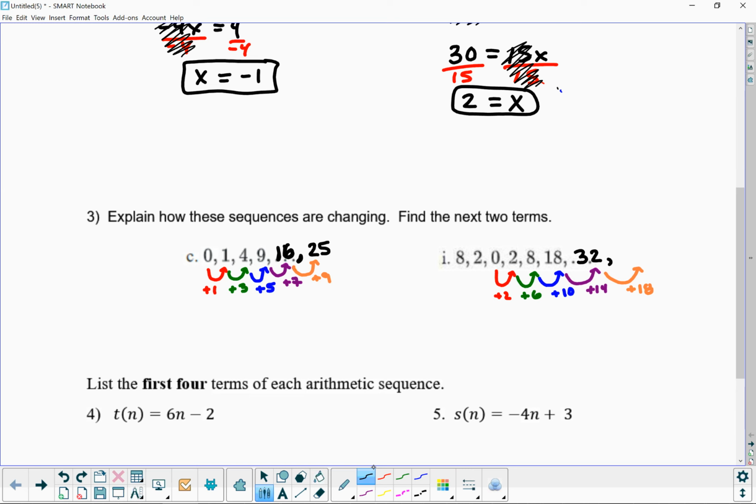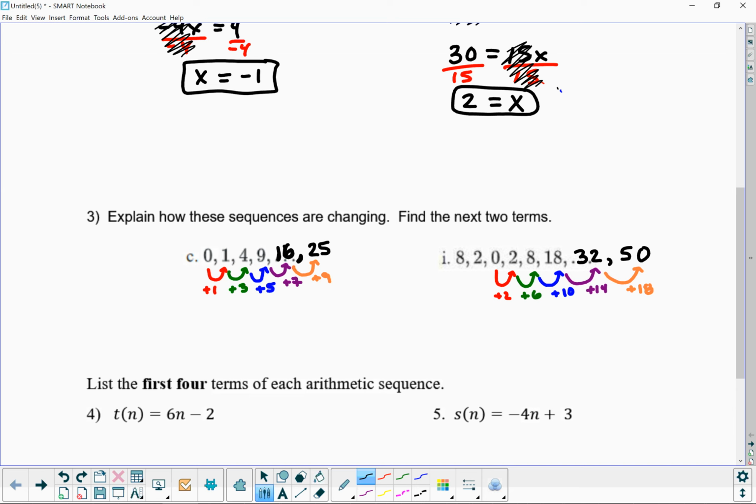That's going to give me 32 plus 18 is 50. Okay, so I'm adding 4 more than the previous term each time. This first term from 0 to 2, I'm adding 2. But from 2 to 8, I'm adding 4 more than 2, which is 6. And from 8 to 18, I'm adding 4 more than 6, which is 10. So that's going to keep going that way.